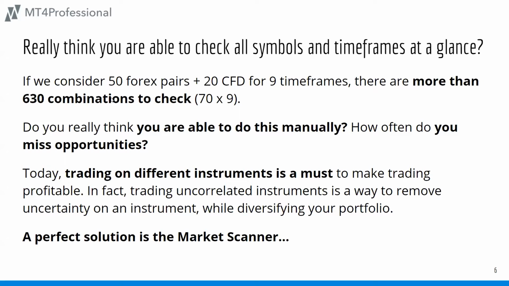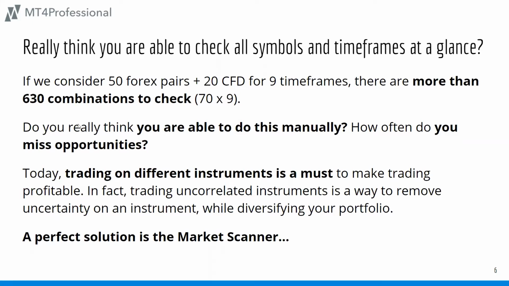So if we look at the MT4 platform and consider there are 50 different Forex pairs, and that's the minimum, 20 CFDs, there are 9 different time frames. That's more than 630 combinations if you do the math. On MT5, there's even more. Do you really think that you're able to do this manually, to scan through all 630 combinations of pairs to find just the right setup and trade? Most people aren't able to do that, and often you miss trades or opportunities that exist out there somewhere.